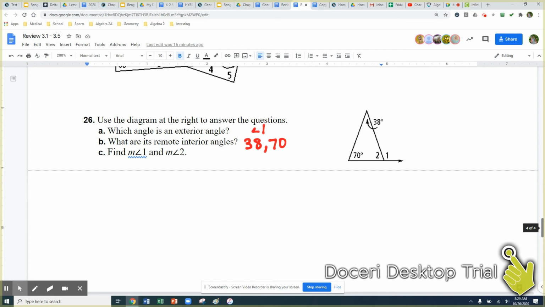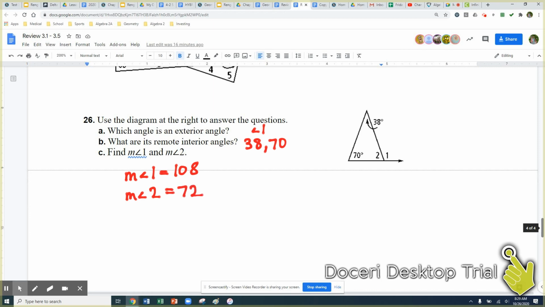And then lastly, find the measures of angle 1 and 2. Now, there are a couple ways to go about that. The exterior angle is actually the sum of your remote interior angles. So you could find angle 1 by adding your remote interior angles, and that's going to be 108. Secondly, we could use the degrees in a triangle. If these 2 add up to 108, how many are left for angle 2 right there? There's going to be a total of 72 left for angle 2.